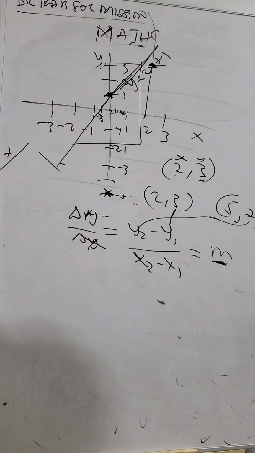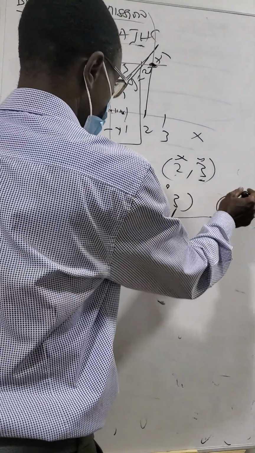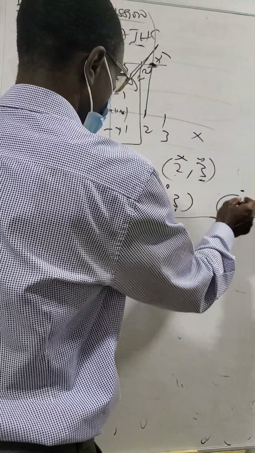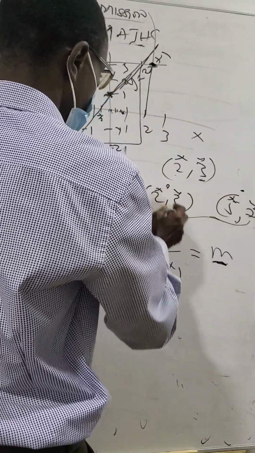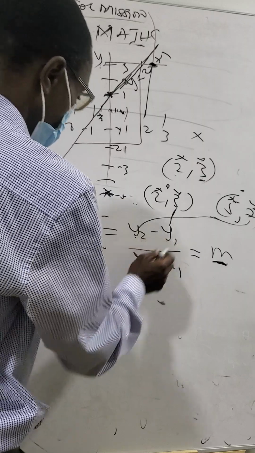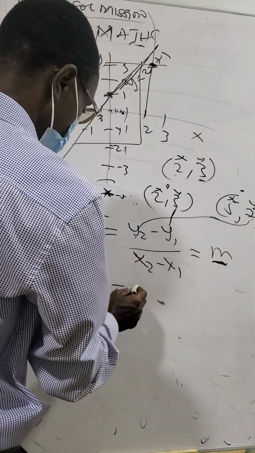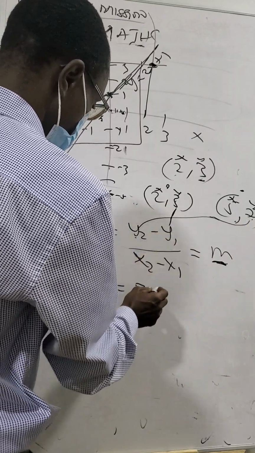So we have 2 points. This is one point, this is the other point. So this is the y value, this is the x value. This is the y value, this is the x value. So we say y2 minus y1. So y2 is 7 minus y1, which is 3.